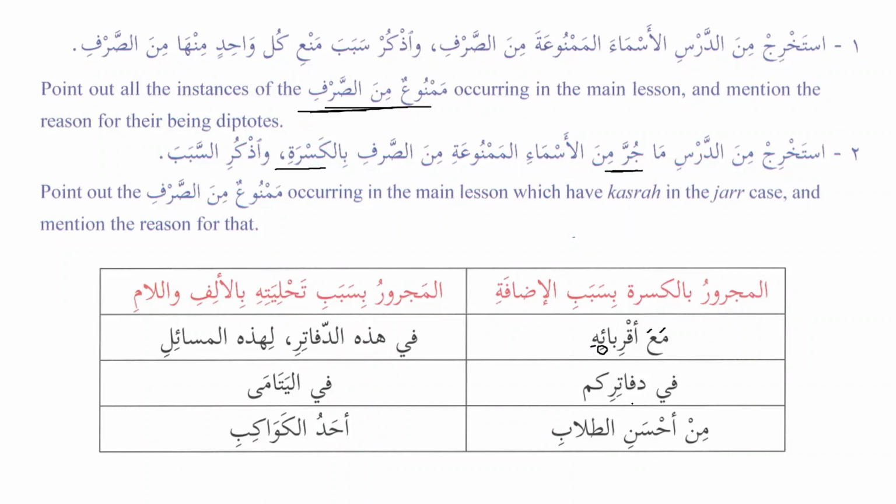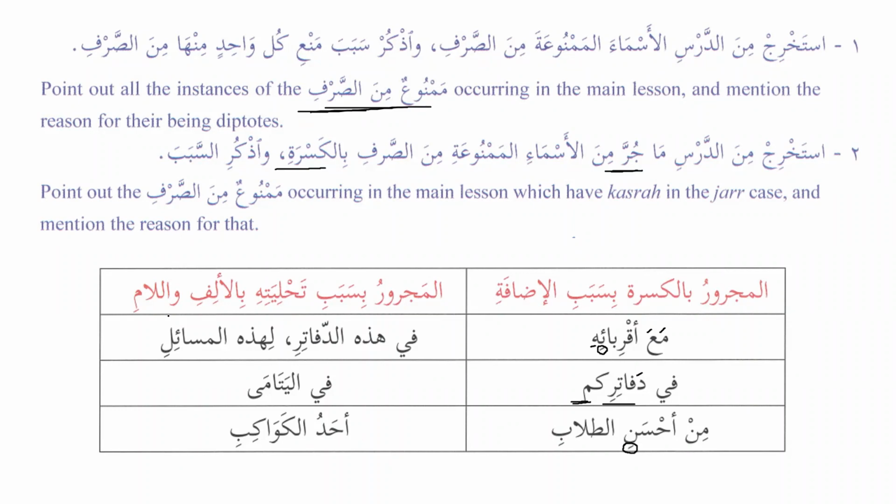Similarly, fi dafatirikum, in your notebooks, dafatiru, mafa'ilu. So if it's mafa'ilu, it should not accept kasra. But here it has accepted kasra. Why is that? Kum is mudaf ilayh, and dafatir is mudaf. Excellent, ahsanti. So when a noun which is mamnu min as-sarf is used as mudaf, then it can accept kasra, as we can see here. Min ahsani tullabi, the best of the students. Also, it is being used as mudaf. Okay, so that's why it has accepted kasra. لقد خلقنا الإنسان في أحسن تقويم. أحسنتي.